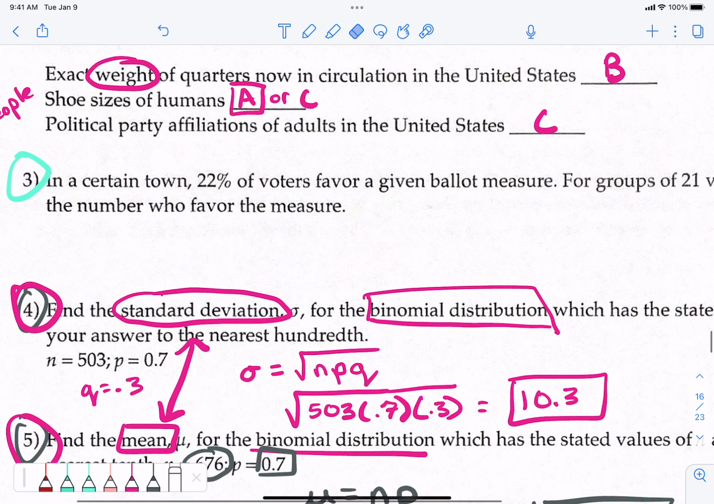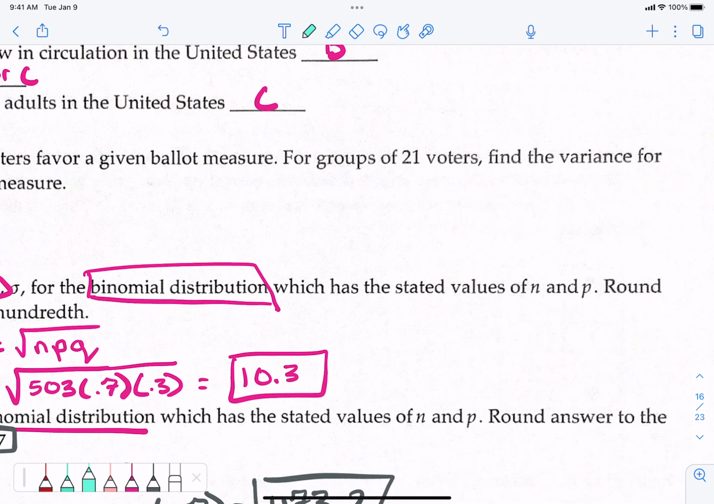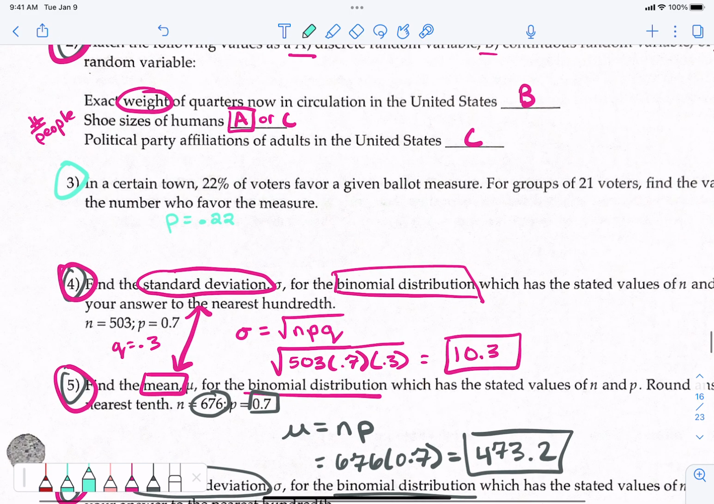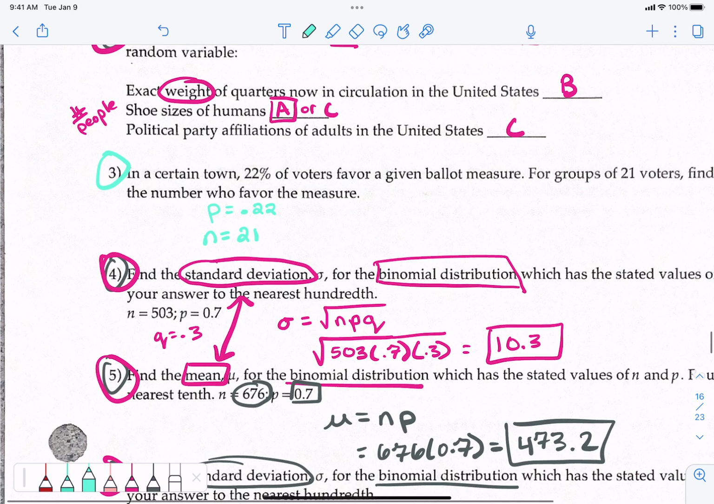In a certain town, 22% of voters favor a given ballot measure. What's 22% going to be? Probably a P, right? P is 0.22. 4 groups of 21 voters. What's 21? N, that sounds like a total number. 21 voters total. Find the variance for the number of voters who favor the measure.